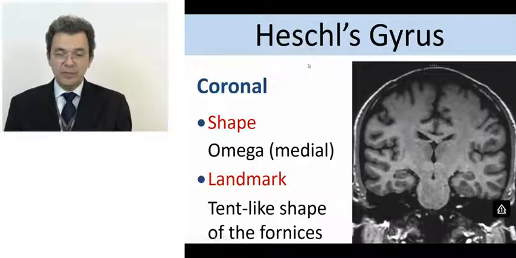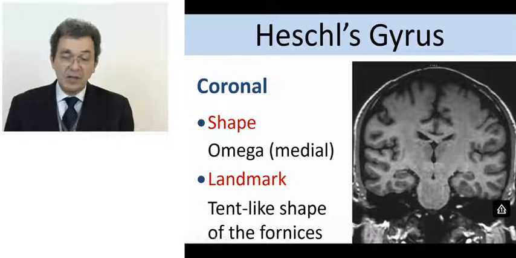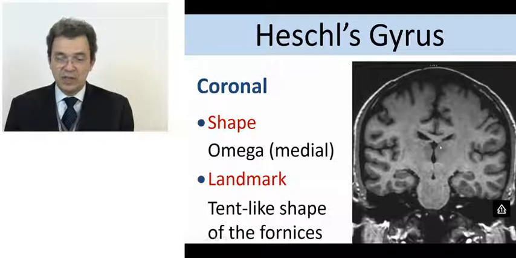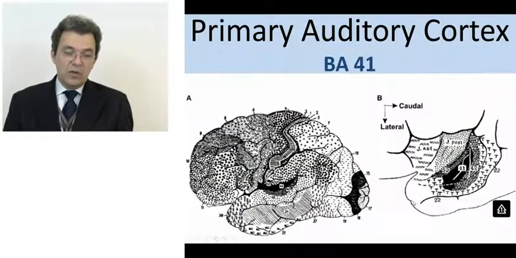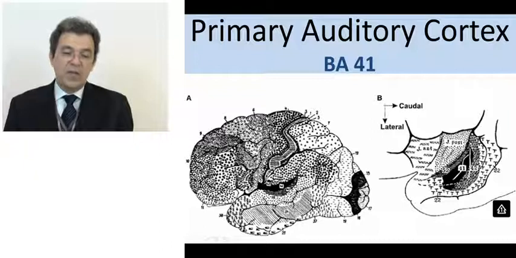In the coronal plane, it has a similar shape in a way. It has the shape of an omega on the superior surface of the temporal lobe. The landmarks here are the tent-like shape of the fornices, and also, depending on the sequence you use, you can see here the 8th cranial nerve. There is a very distinct cytoarchitectonic area for Heschel's gyrus, which is here, according to Brodmann, area 41.